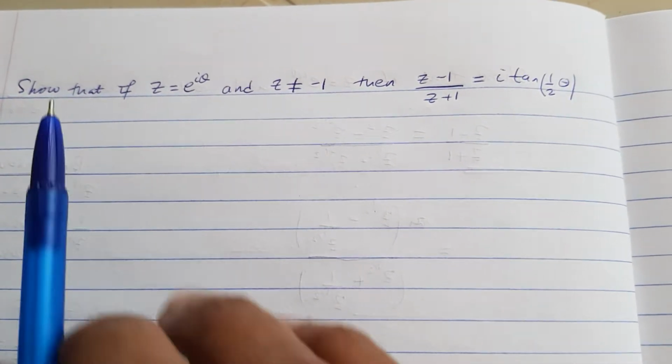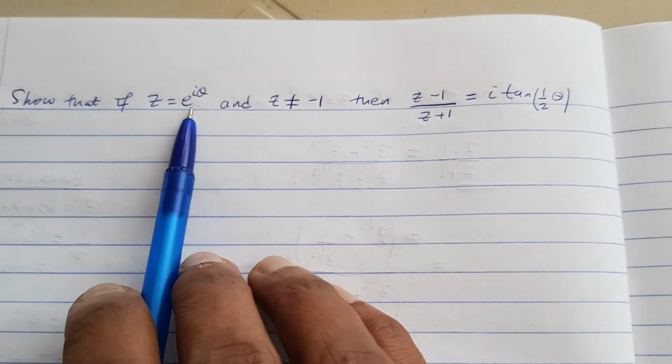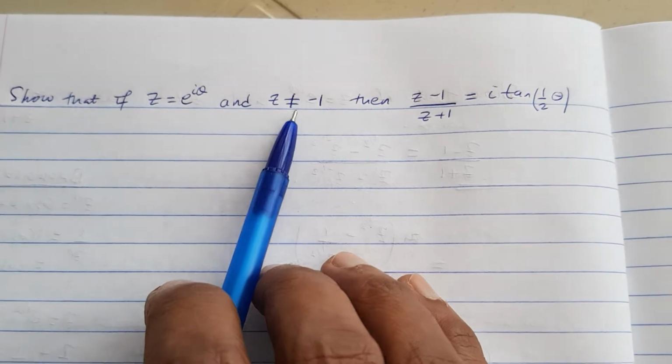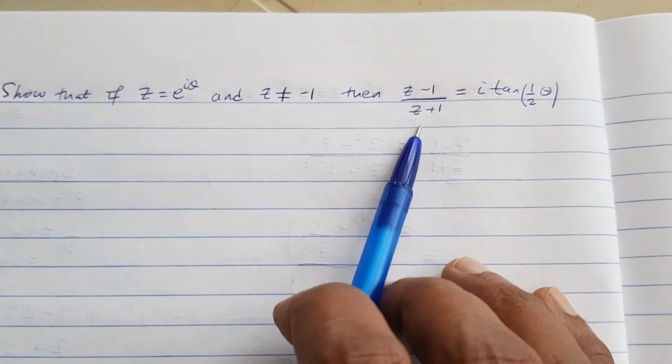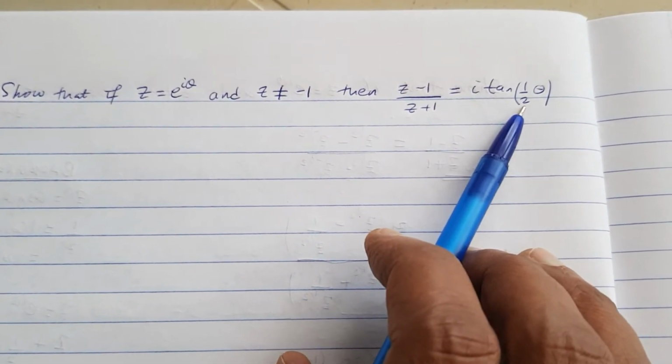Okay, for this question, show that if z is equal to e to the i theta and z is not equal to -1, then (z minus 1) over (z plus 1) is equal to i tan of half theta.